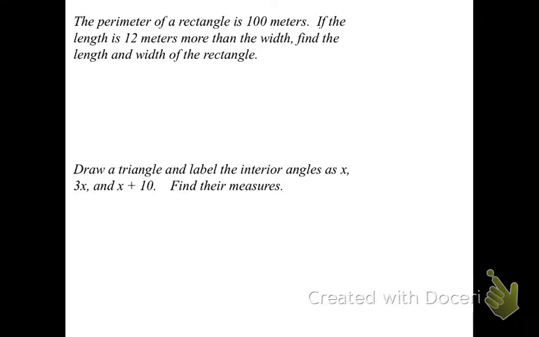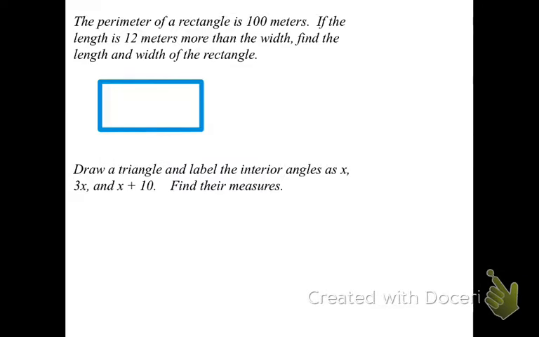All right, this next one says the perimeter of a rectangle is 100 meters. If the length is 12 meters more than the width, find the length and the width of the rectangle. I think this one is helpful to have a picture. So let's go ahead and start by simply drawing a rectangle. Okay. And remember, perimeter is all the way around that rectangle, so we need to add up all the sides. Okay. And when I add up all the sides, we're going to find out that it is 100 meters.